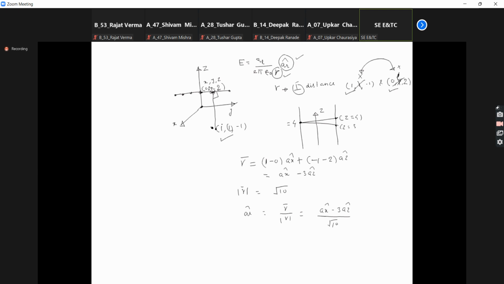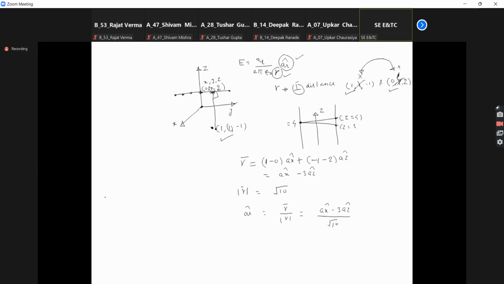So now the destination coordinate is 1, minus 1, and the source coordinate, the coordinate at this line charge, will be 0 and 2. So 1 minus 0 and minus 1 minus 2. So this will give you the vector length. Now this vector length will be the perpendicular length to this line charge. So find out its magnitude.